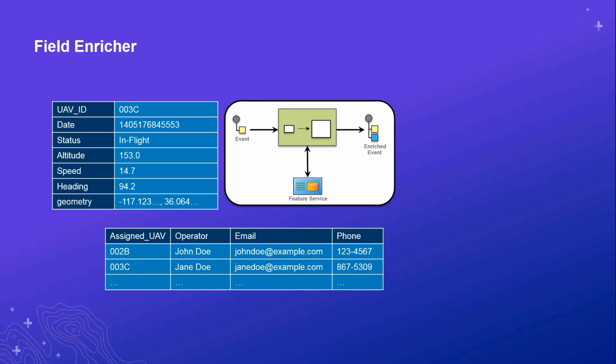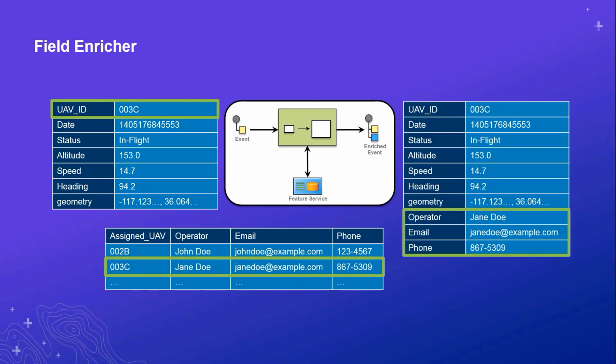So in this case, the UAV's ID is 003C. In the feature service, we might have a table of who all the operators are for that given day and who their assigned UAV is. And so based on these common values of the 003C, we can actually take the records from that feature service and append it to the event record as we see here. So we're able to essentially perform a real-time join on data and bring in additional information.